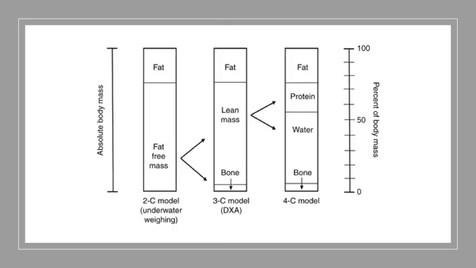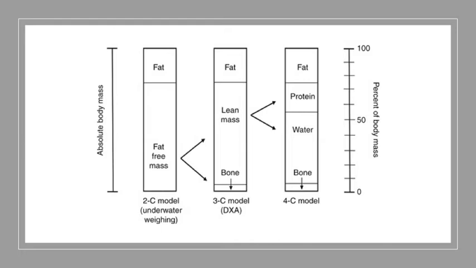Here's a figure outlining the different types of indirect methods. On the left-hand side, we see absolute body mass. And we see the first column being a 2C model, so 2-compartment model. The example here is underwater weighing or hydrostatic weighing. You may have heard of this before.